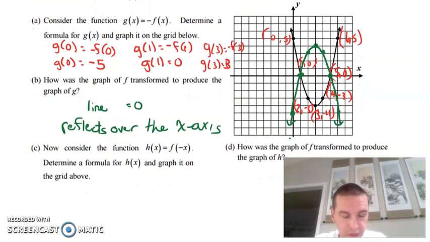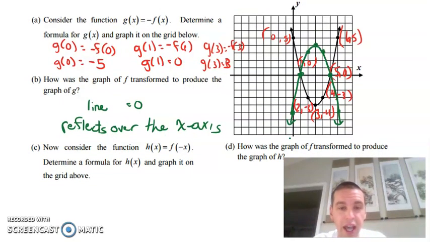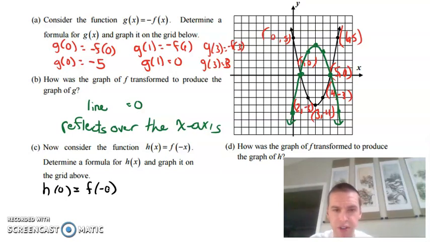X-axis. Now consider the function h of x equals f of negative x. So in this case, if I have, let's go to a different color here, h of 0, what that's really saying is f of negative 0. Well, can you do anything to negative 0? And the answer is no, so we know that h of 0 still equals f of 0, which is 5.